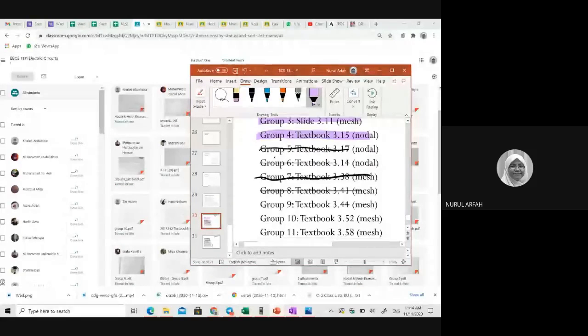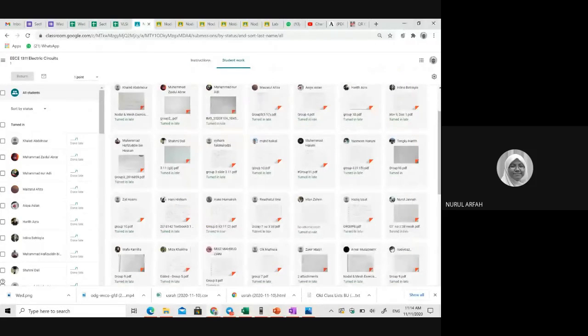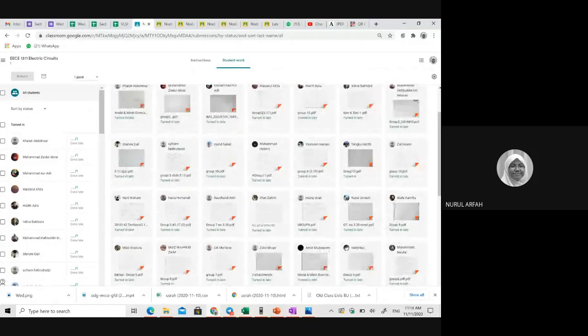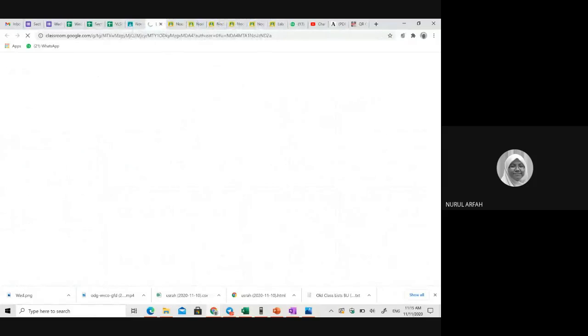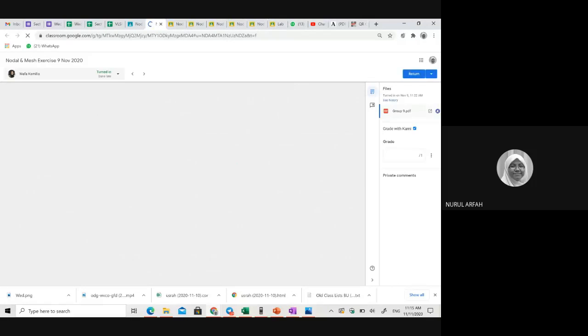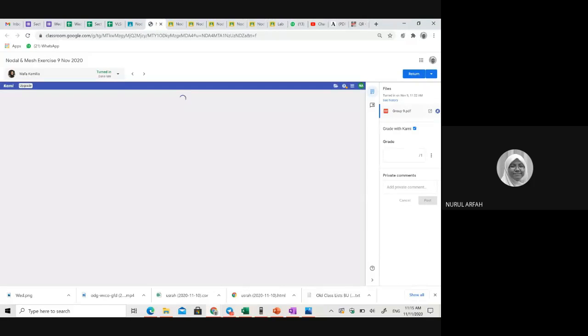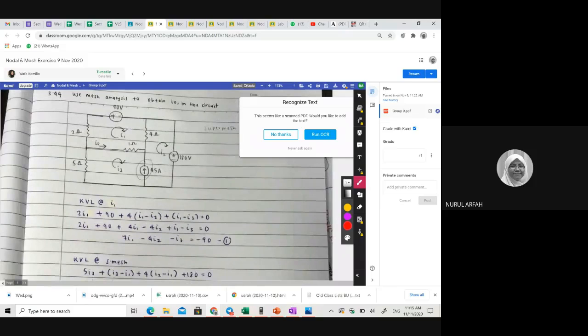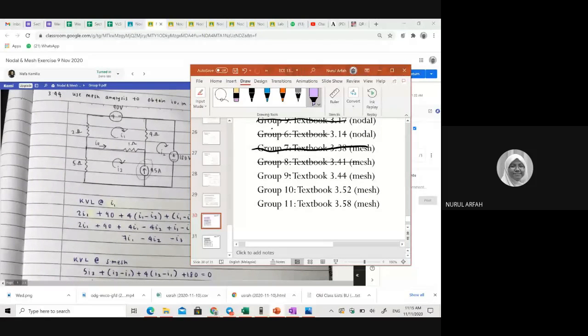Okay, group number 9. Where is group number 9? Can't see. Oh, here. Wafak. Wafak's group, they need to use mesh.